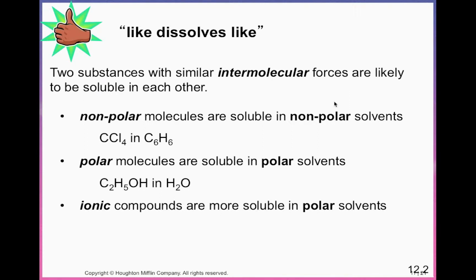Ionic compounds are more soluble in polar solvents than in nonpolar. Our example here, sodium chloride in water or ammonia. So now you can see what it means by like dissolves like. Polar dissolves polar, nonpolar dissolves nonpolar. Now ionic has charges, therefore it would dissolve in a polar solvent.